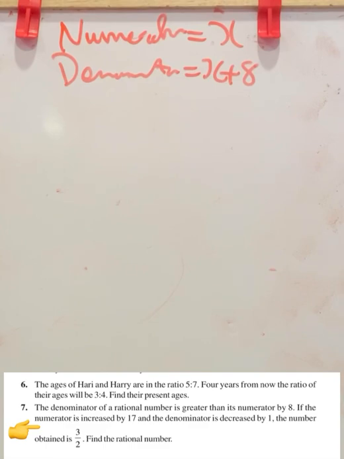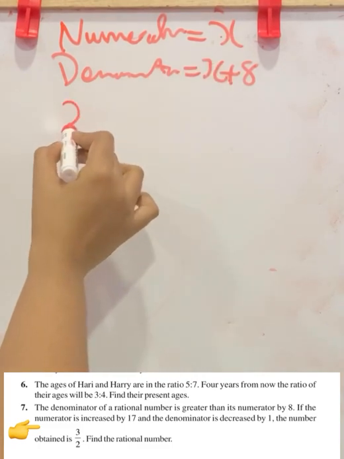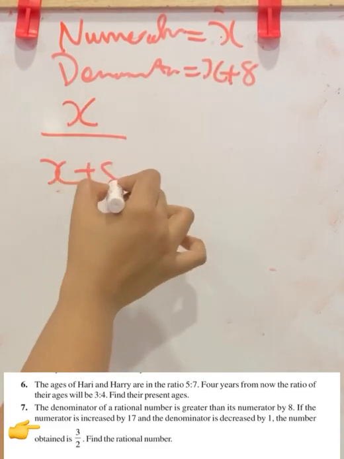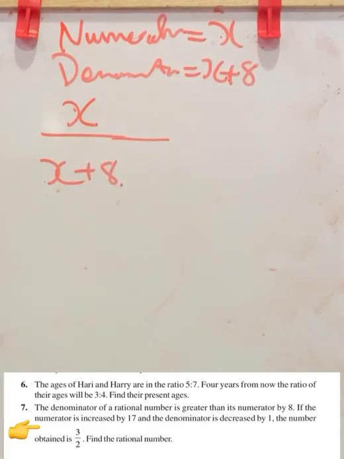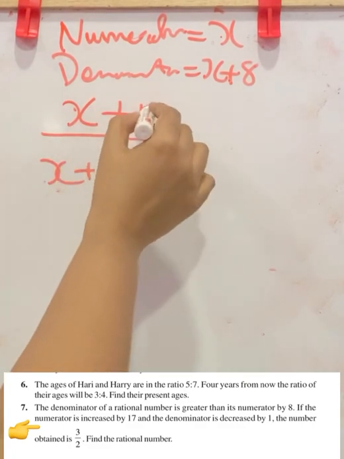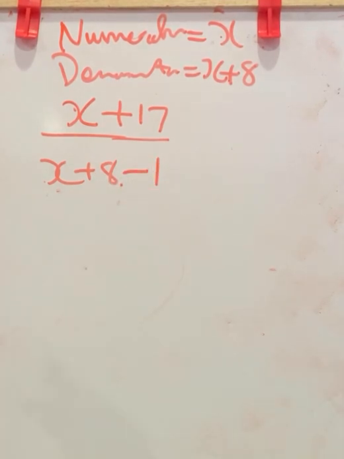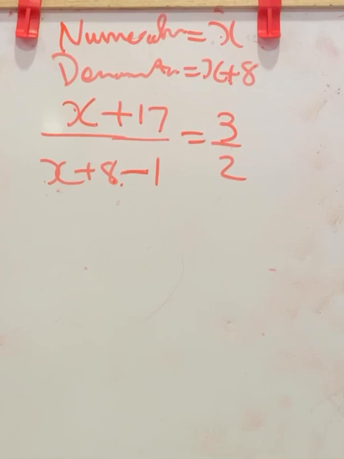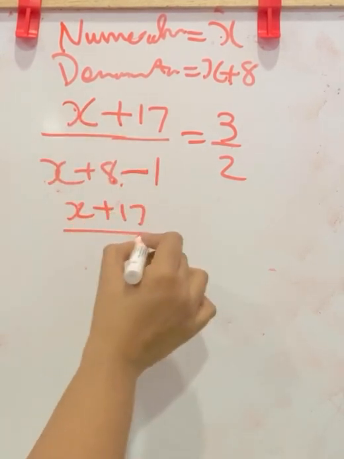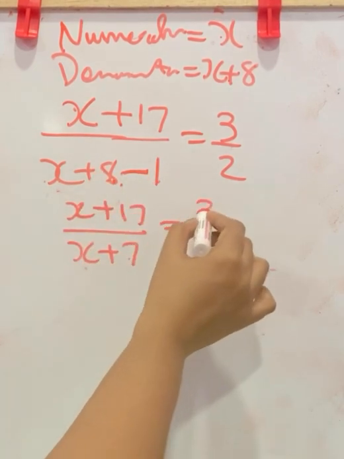Now, if this is the numerator and denominator, then how will you write the fraction? x by x plus 8. This is the numerator and this is the denominator. Now it is given, if you increase the numerator by 17, increase means plus 17, and the denominator is decreased by 1, that is minus 1. This is the denominator and minus 1. The fraction becomes 3/2. So here x plus 17 is the numerator. Denominator x plus 8 minus 1 is x plus 7. 8 minus 1, 7. Now 3/2.